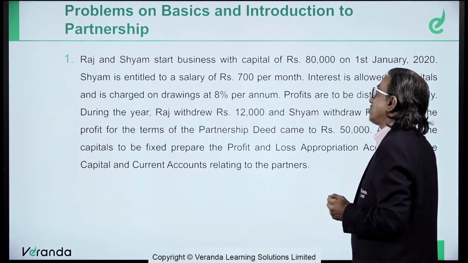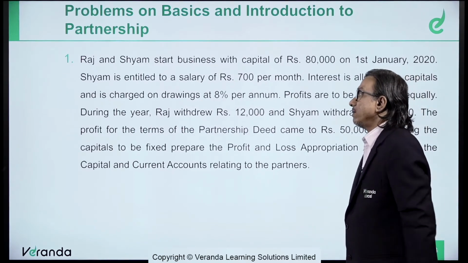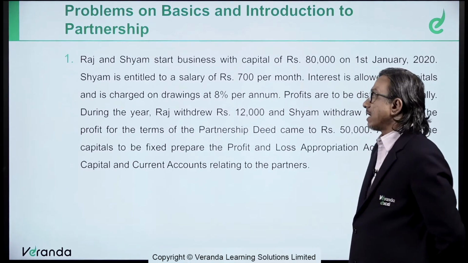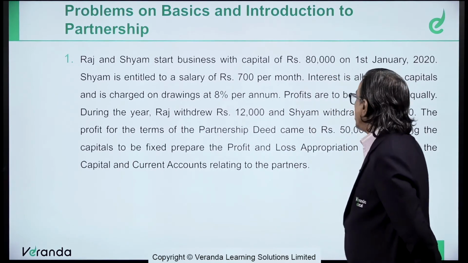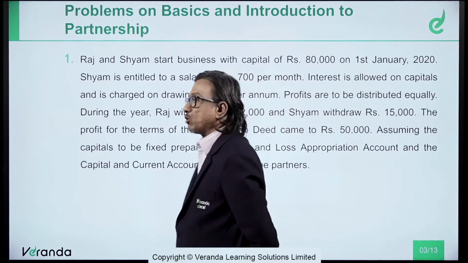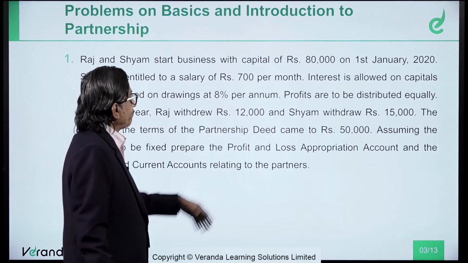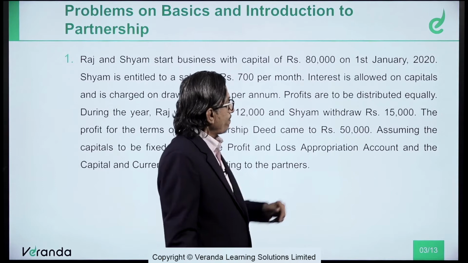Raj and Shyam start business with a capital of 80,000 on 1st January 2020. Shyam is entitled to a salary of 700 per month. Interest is allowed on capital and charged on drawings at 8% per annum. Profits are to be distributed equally. During the year, Raj withdrew rupees 12,000 and Shyam withdrew rupees 15,000. The profit as per the terms of the partnership deed came to 50,000 rupees for that year.